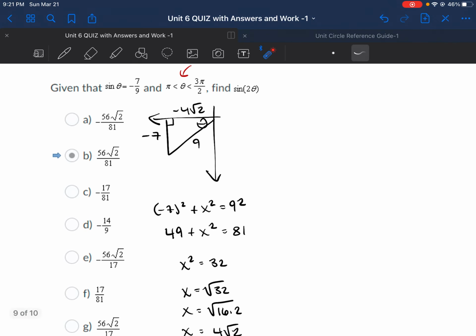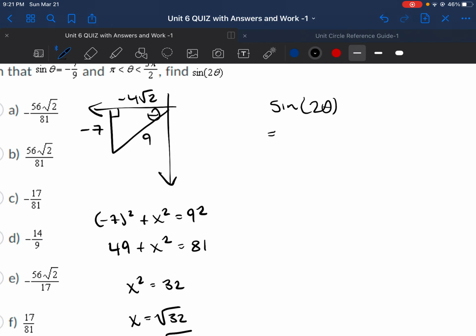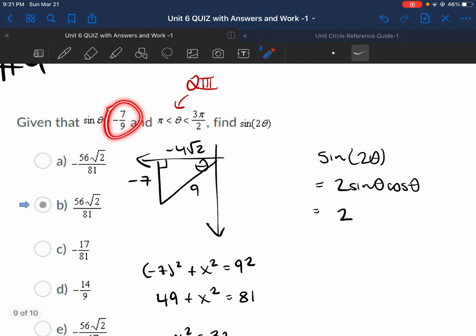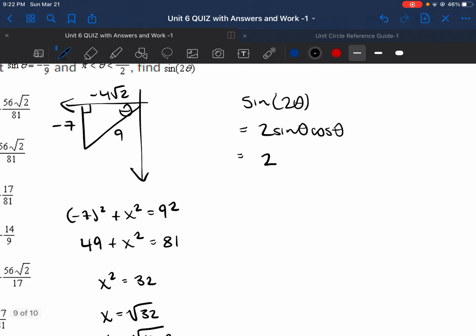So we want to calculate sine of 2 theta. If we just follow our sine double angle formula, this is going to give us 2 sine theta cosine theta. Sine of theta we already knew was -7/9, we already had that calculated. Cosine theta is going to be -4√2 over 9, adjacent over hypotenuse.